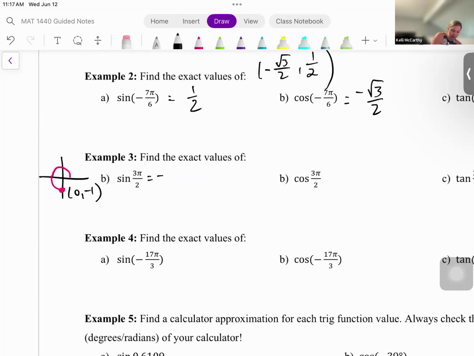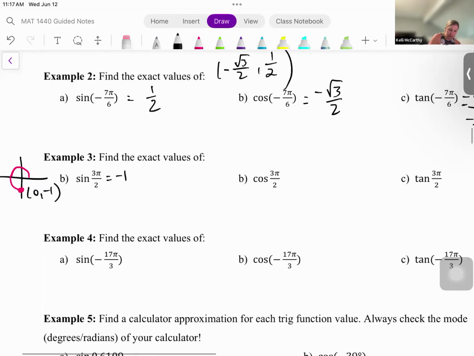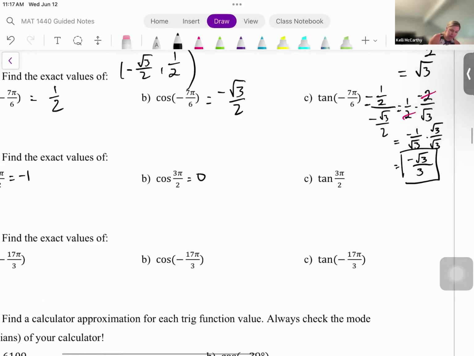Sine is our y value, -1. Cosine is our x value, 0. And tangent is sine over cosine. So -1 over 0 or undefined.